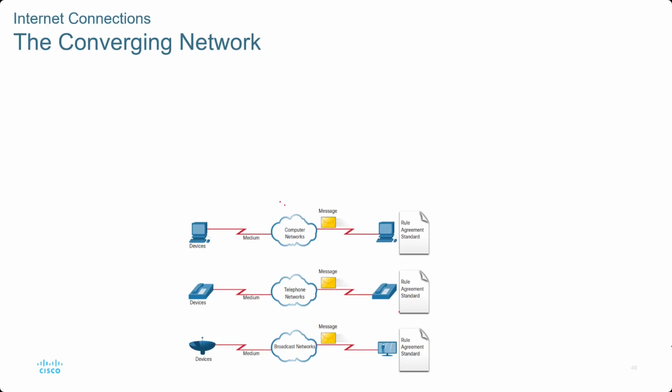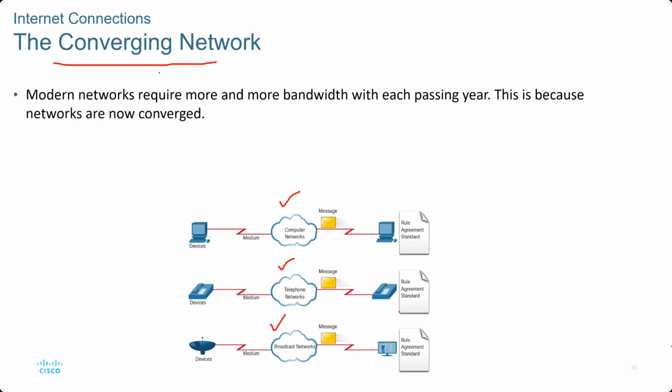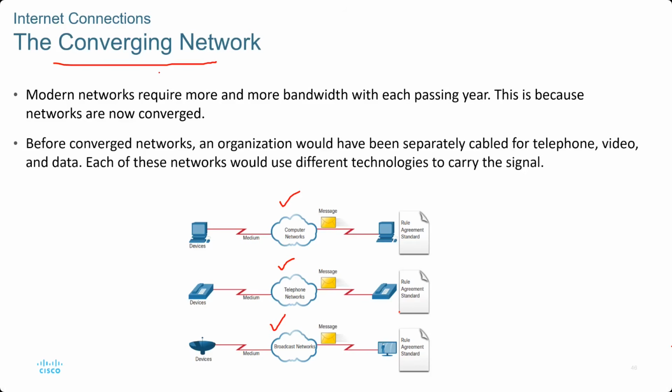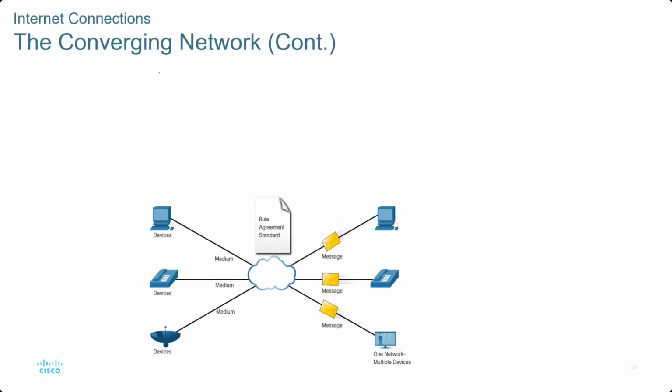It can support communicating to different computers using data. It can support voice over IP communication. It can also support broadcast or cable TV networks as well, video data essentially. So that's basically called the converging network, that the networks are converging. Previously you had different networks for different types of data. Now all the data goes through the same type of network, which is the computer network. It supports voice, it supports video, it supports normal data as well. That's what convergence means, that they have all converged into a single network now.